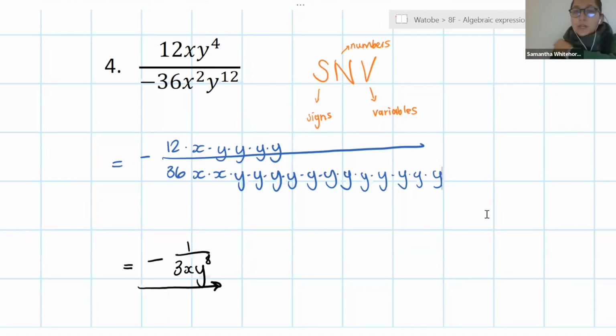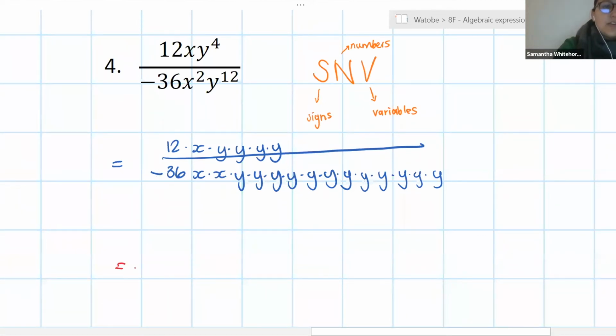Right, so we're going to just do the SNV quickly again. Signs, how do we decide if my answer is positive or negative? Well, let me just put my negative sign in the right place. I've got a positive 12 divided by a negative 36. Positive divided by a negative gives me a negative. So let me just take off my answer. I know that my final answer is going to be negative because positive divided by negative.